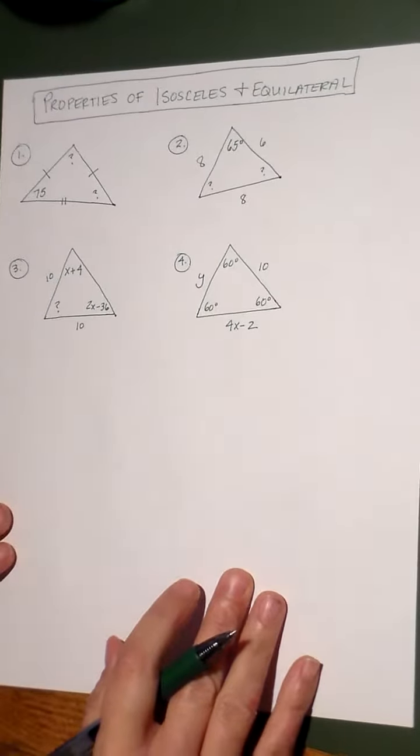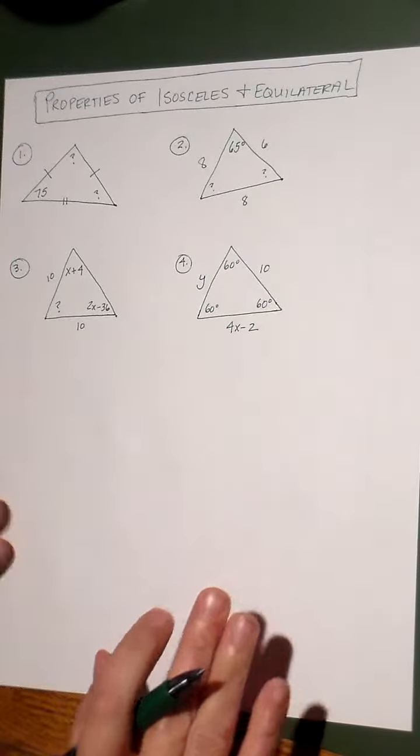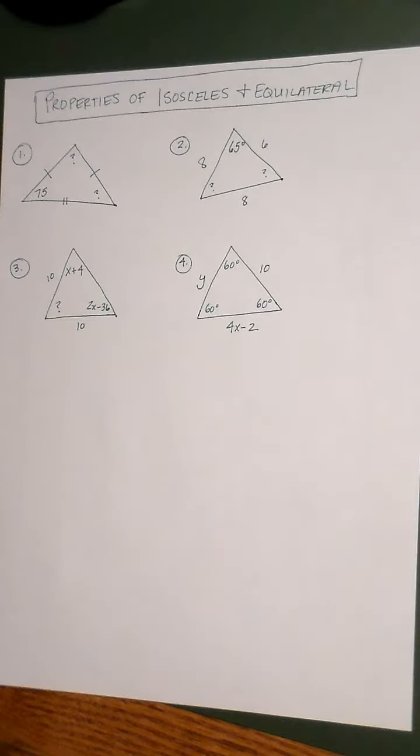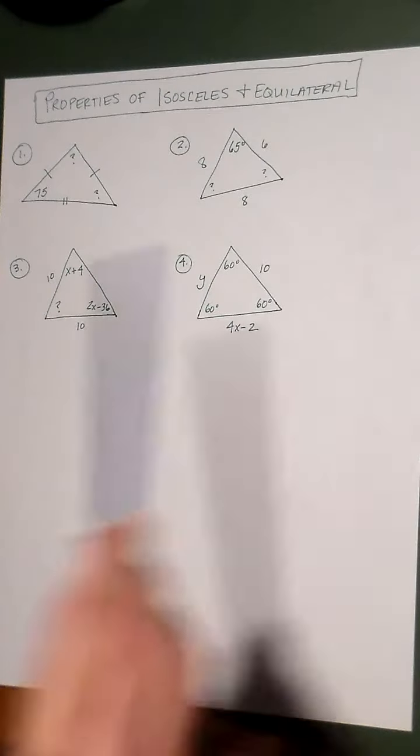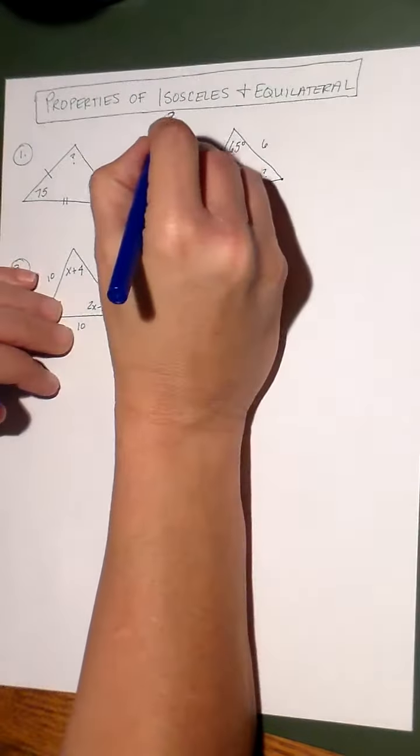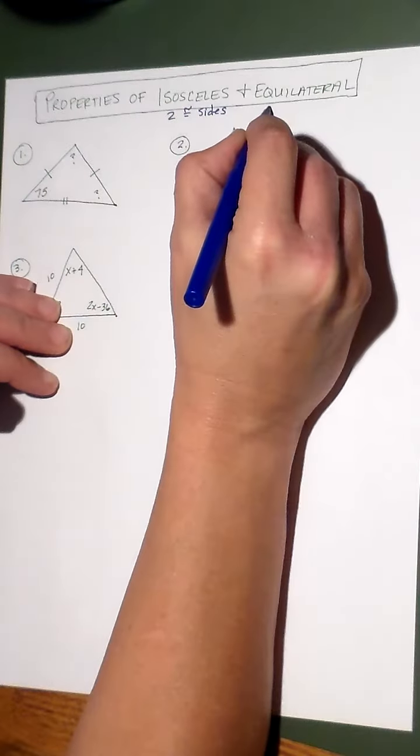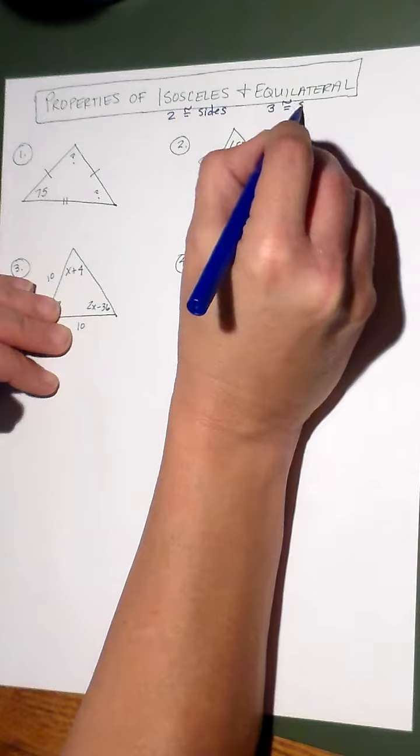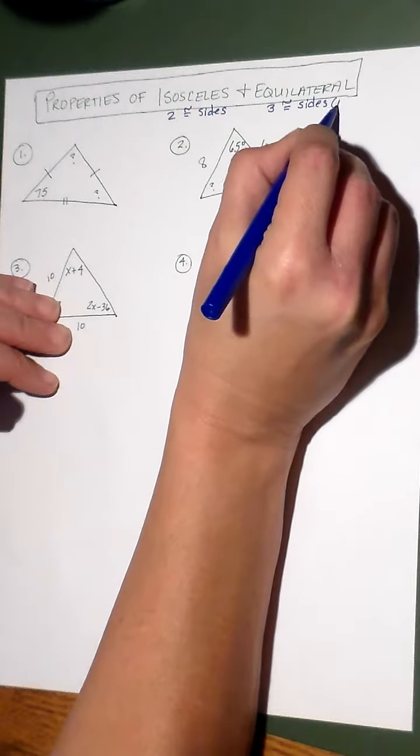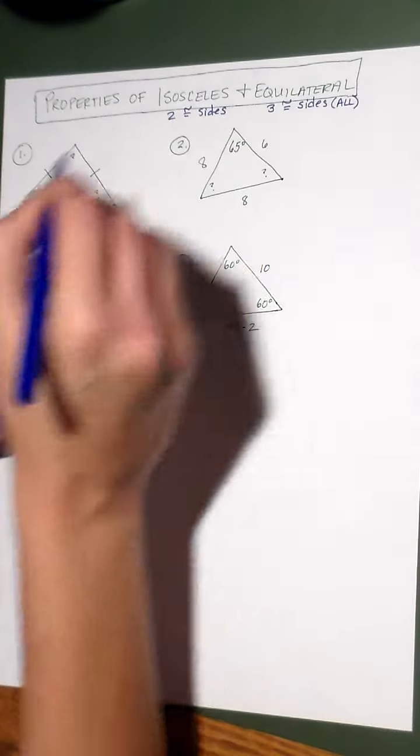Okay, in this one we're going to look at properties of isosceles and equilateral triangles because they're a little bit special. So we're going to solve these. Remember, isosceles means that we have two congruent sides, and equilateral means three congruent sides, which is all of them.